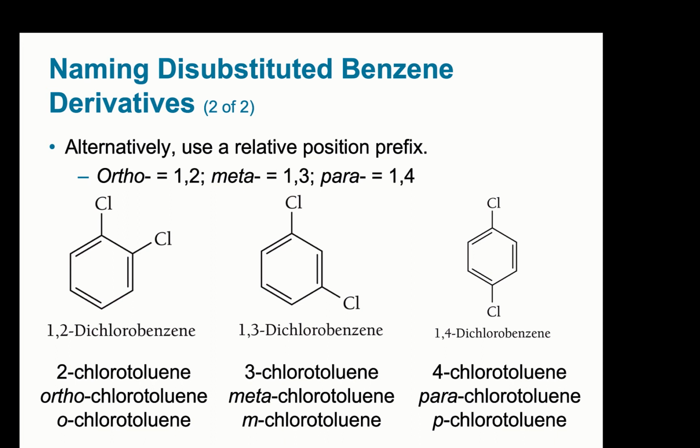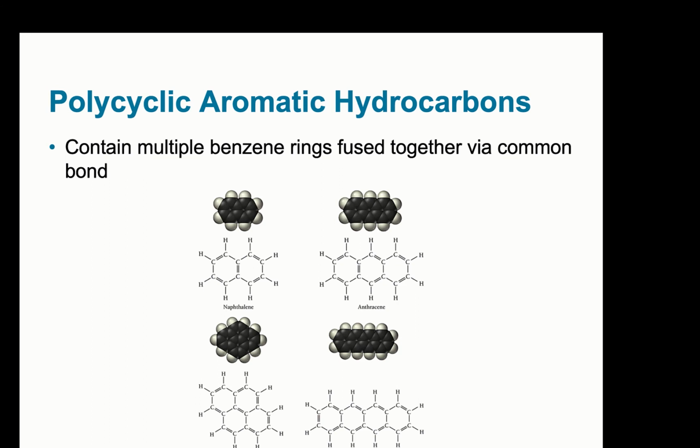Meta means they're one apart, and para means they're opposite ends. You can learn about the importance of these later when you talk about benzene. There's lots of types of reactions that tend to form many molecules. They either tend to form in the ortho or para position versus the meta, and you can learn about that when you take organic chemistry.